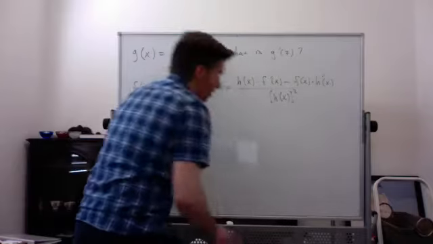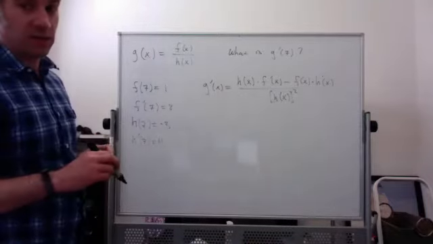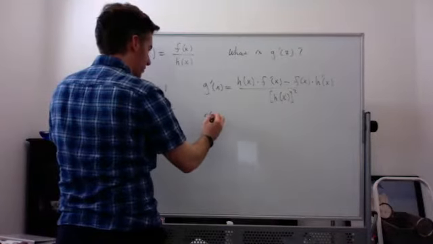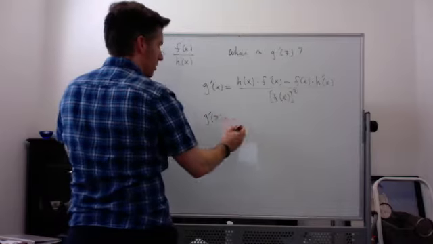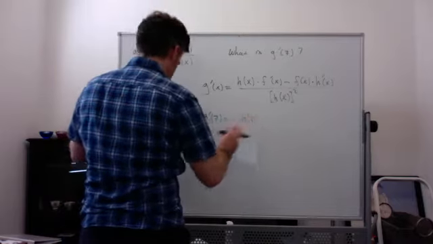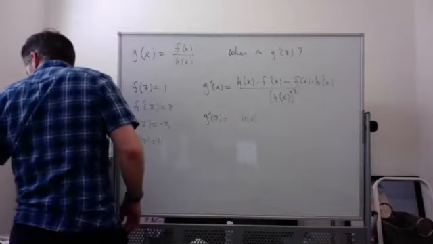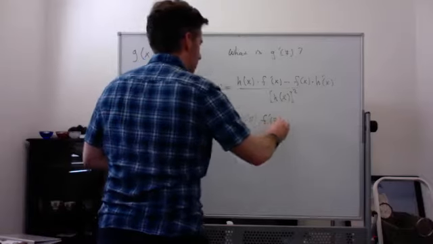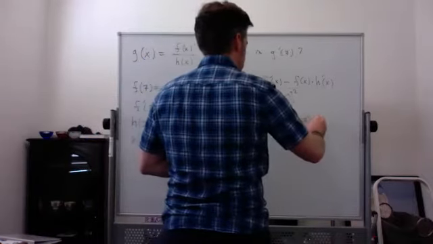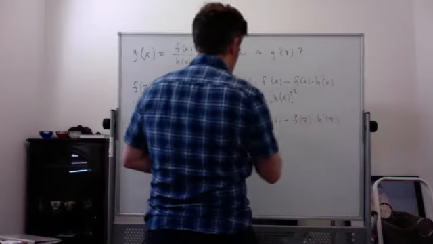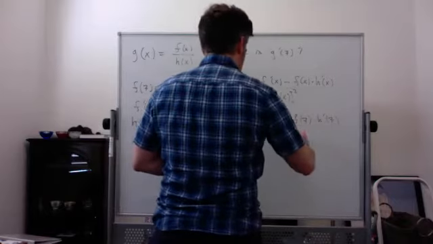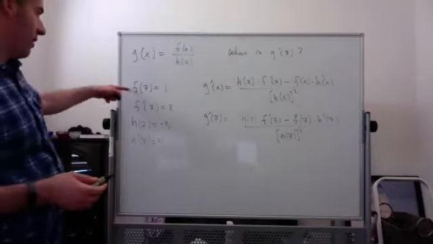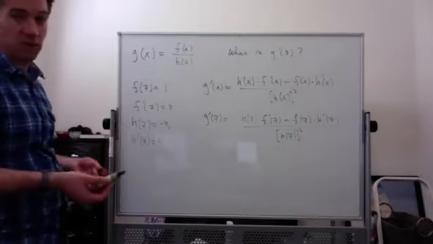Okay. So the idea is now we're just going to say, well, if g prime of x is this, then for g prime of 7, we're just going to plug in a 7 wherever we see an x. So that's going to be h of 7 times f prime of 7 minus f of 7 times h prime of 7, all over h of 7 squared. And then we know what f of 7, f prime of 7, h of 7, h prime of 7 are. So we're just going to plug those in.